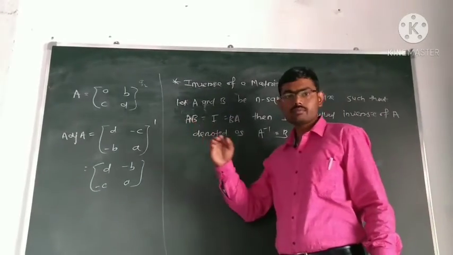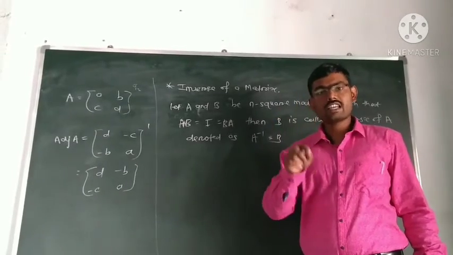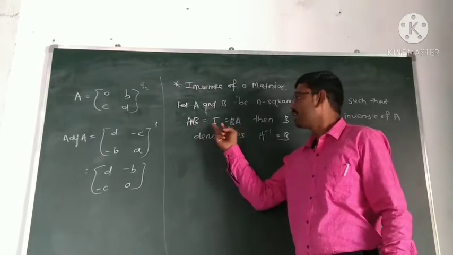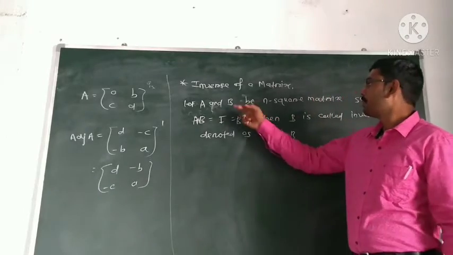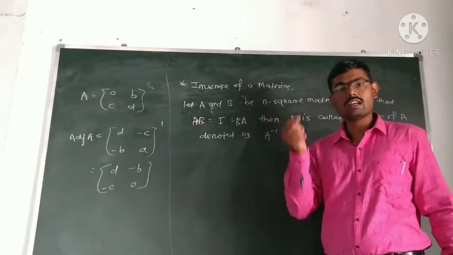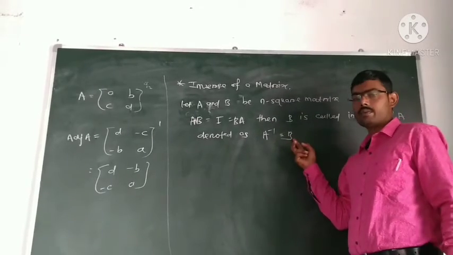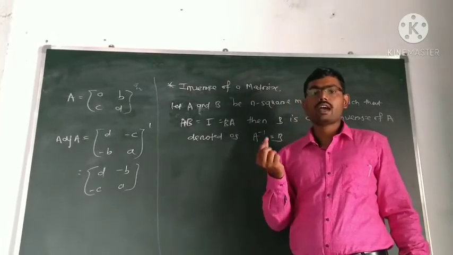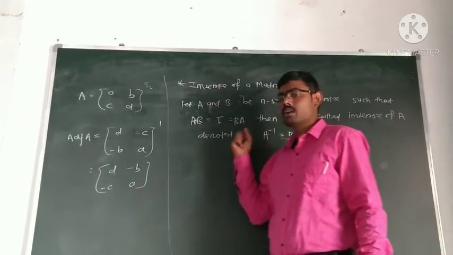In this case, whenever B is the inverse of A, matrix A is also the inverse of B. If A into B is equal to B into A is equal to identity, then B is the inverse of A, or we can say A is also the inverse of B. If A and B are n square matrices such that the product of A into B and the product of B into A is equal to identity, then B is called the inverse of A, that is A inverse is equal to B. Also, in this case, A is called the inverse of B, and we can write B inverse is equal to A. This is the definition of the inverse of a matrix.